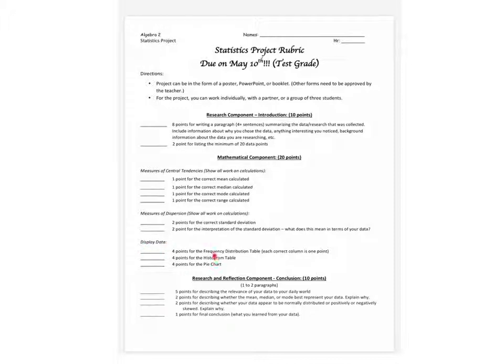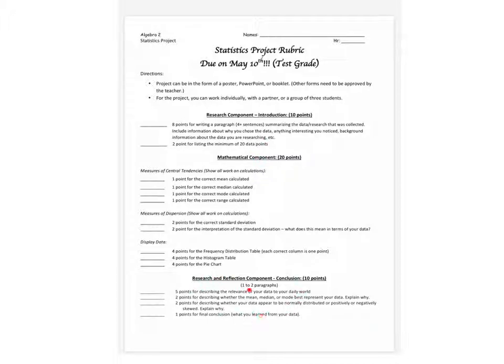Displaying data, I'm going to be talking about this, I think, on Tuesday. This is going to be in Journal 68, I believe. And I will teach you how to make a frequency table, a histogram, and a pie chart. They're worth 4 points apiece. So this is a big chunk of the project, to make those graphs using the data points that you're given.